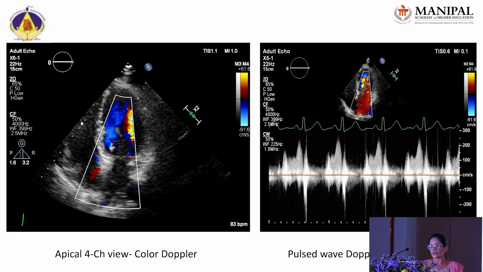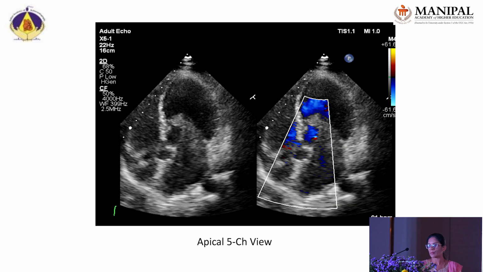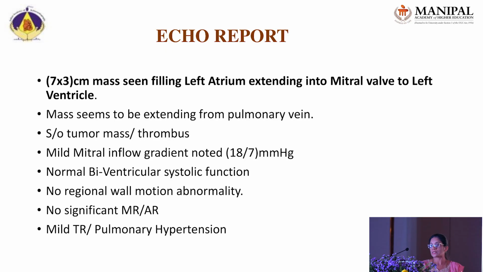This is the same apical four-chamber view with color flow. We can see a mild gradient across the mitral valve. A 7.3 centimeter mass seen filling the left atrium, extending into the mitral valve to the left ventricle. The mass seems to be extending from the pulmonary veins. So the issue is tumor mass or thrombus. Mild mitral inflow gradient noted. Normal biventricular systolic function. No regional wall motion abnormality. No significant MR or AR. There was mild TR with pulmonary hypertension.